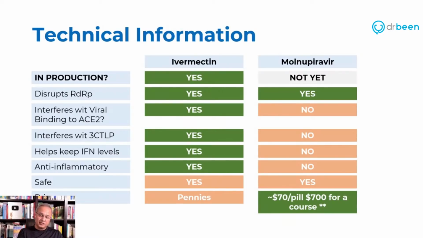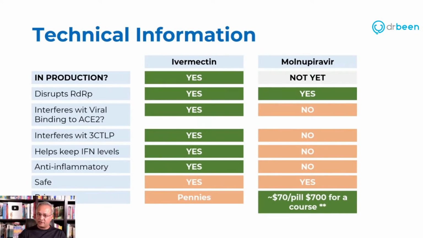Ivermectin's mechanisms, the data that we have discussed from various studies. Yes, interfere with the viral binding to ACE2. That was an in silico study. I'm bringing that up so that we can say, well, I dismiss that, it's a computer simulation, so I don't want to use that. Fine. It's an in silico study where they saw that the ivermectin molecule interferes with the ACE2 binding. Molnupiravir interferes with the viral binding? No. Interferes with the 3-chymotrypsin-like protease enzyme? This side yes, that side no.